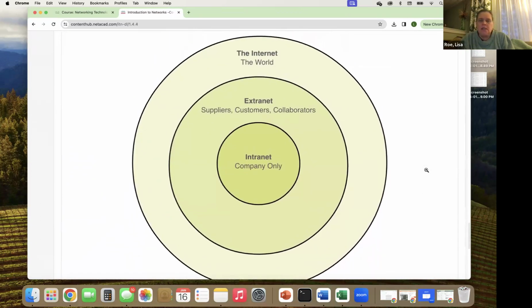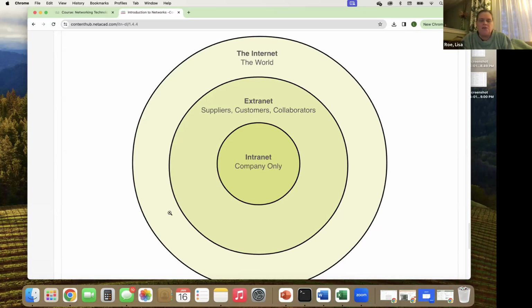So you can see a little diagram here, and we have some more vocabulary for it. So we have the internet. We know the internet is encompassed by the world. That's global. It's the network of networks. It's a whole bunch of networks making up the internet.